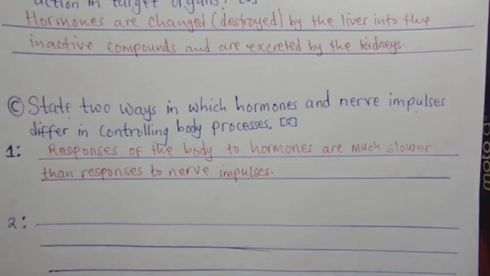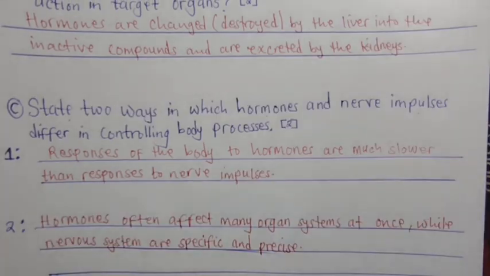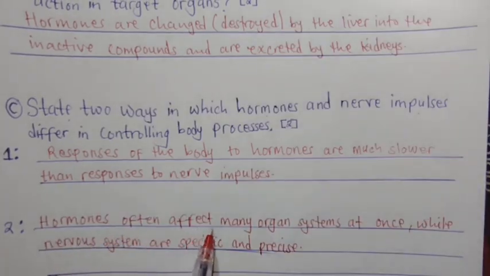So the second difference, we can say that hormones normally affect many organs or many systems at once, while the nervous system is specific and precise, meaning that the nerves normally just cause a response to some of the actions that are needed to be done. For example, blinking, coughing, okay?